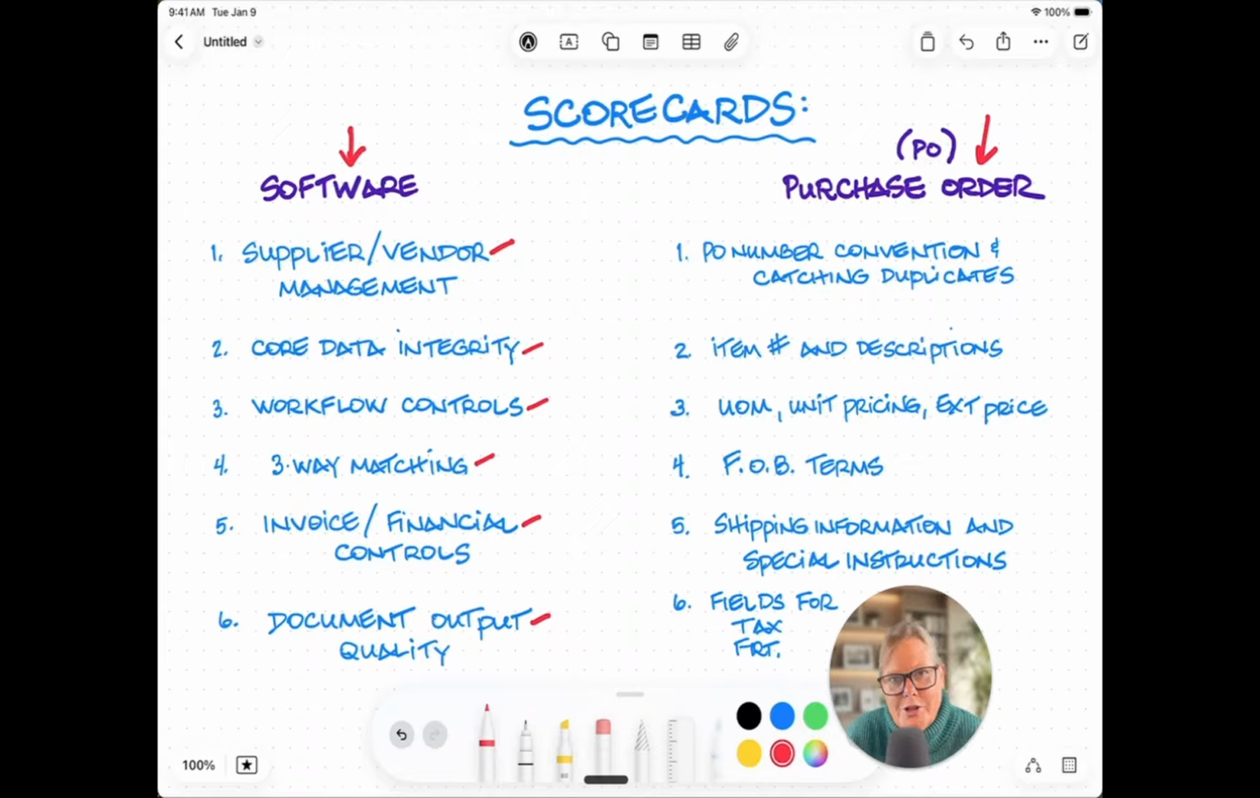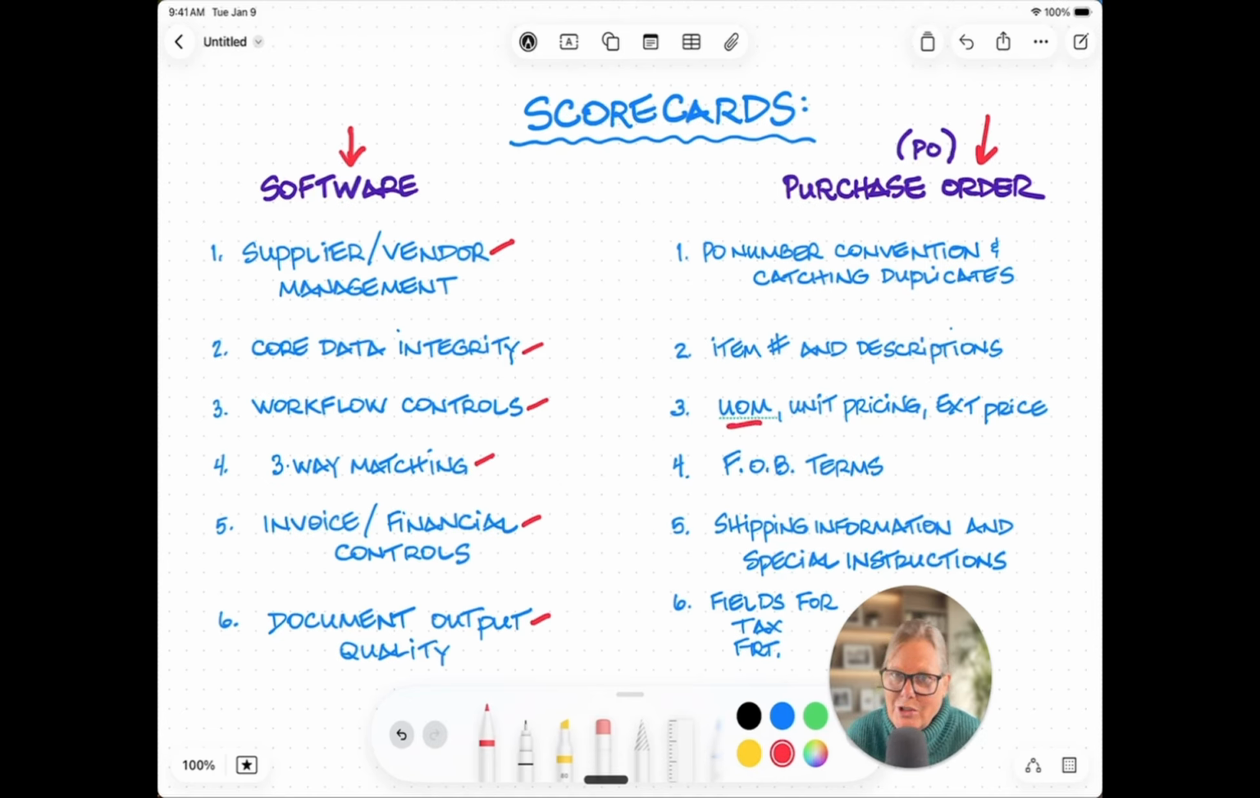Also, item number and description, very important. You want to be able to describe exactly what you want. Now, when a vendor gets a PO, they're going to go by the item number and they're not going to go by your description. So a lot of times the description is for your benefit and for the customer when you do the estimates.